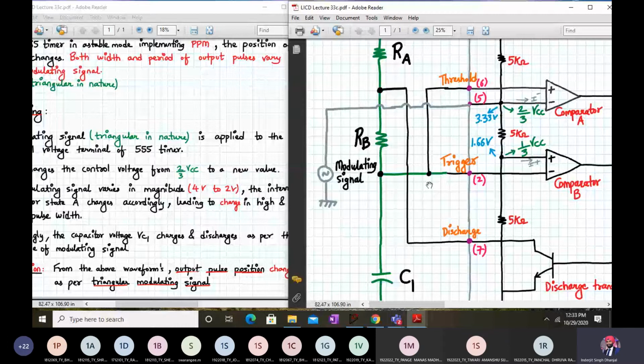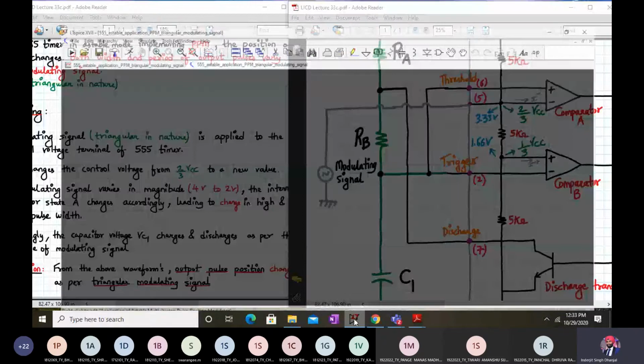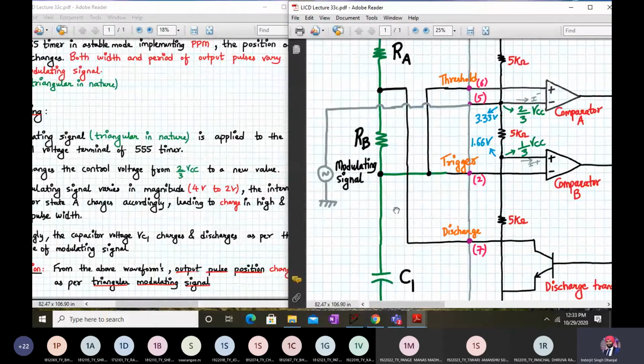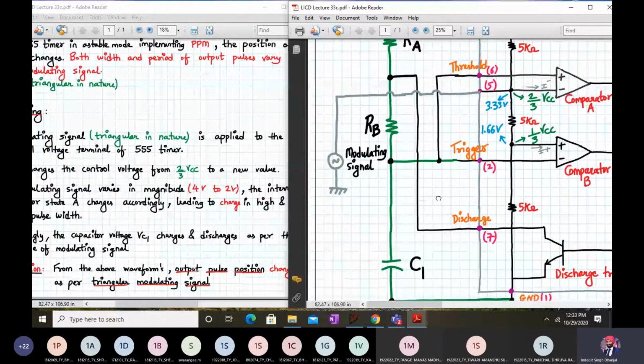Only the level of the 1/3 VCC will change as per the modulating signal, because here we are now connecting a modulating signal which is varying from 4 volt to 2 volt. So accordingly, these levels will change, and that's why my capacitor's charging and discharging period changes. The charging phase is changing throughout. Also, the magnitude of the capacitor peak to peak voltage is changing. The discharge time will not change at all. It will remain constant.